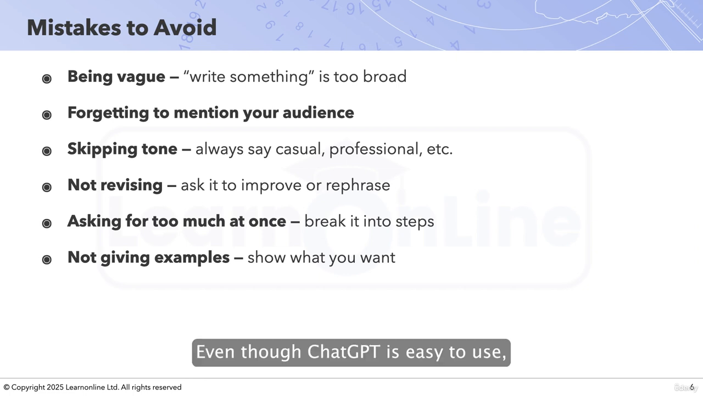Even though ChatGPT is easy to use, it's also easy to get average results if you don't know what to watch out for. That's why in this slide, we'll go through the most common mistakes people make when writing prompts, and more importantly, how to avoid them. This will save you a ton of frustration and help you get high-quality results faster.